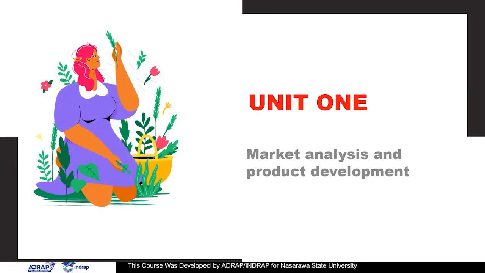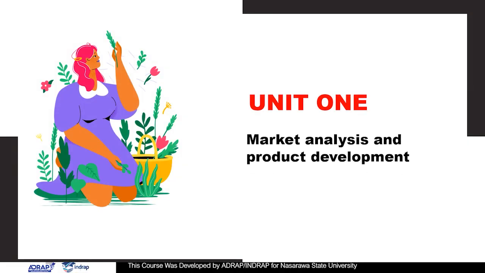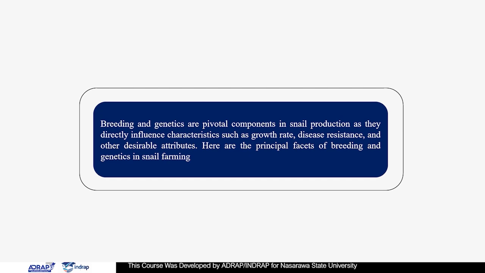Now, Unit 1, Market Analysis and Product Development. Breeding and genetics are pivotal components in snail production as they directly influence characteristics such as growth rate, disease resistance, and other desirable attributes. Here are the principal facets of breeding and genetics in snail farming.